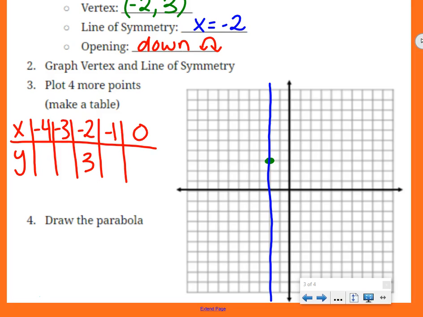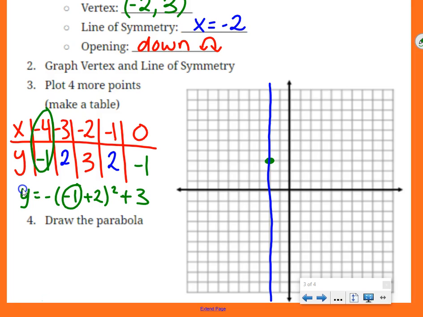All right, so if we put negative 1 into our function, it would be y equals negative 1 plus 2 squared plus 3. And we can use our calculator to evaluate that, and that will give us 2. And then remember, symmetry allows us to put 2 in for negative 3 as well. Then if we were to put 0 here instead of negative 1, we would get negative 1 out. So that also allows us to put that in for negative 4 with symmetry.